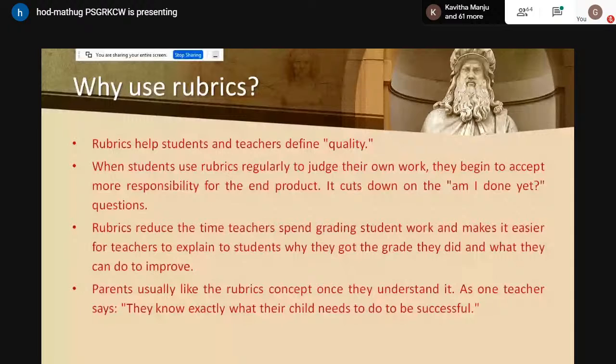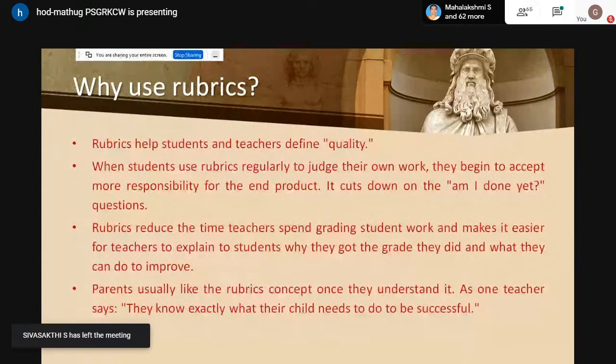Hence, next time when I evaluate an assignment, when I assess, it will make my work easier. Also, I am being non-judgmental. I am judging the work only based on what the student has submitted and based on certain criteria, whereas I am not prejudiced. And parents usually like the rubrics concept once they understand it. This was said by a teacher. They know exactly what their children need to do to be successful.